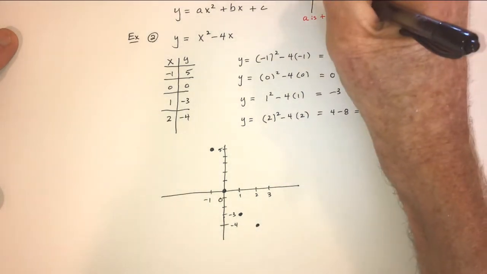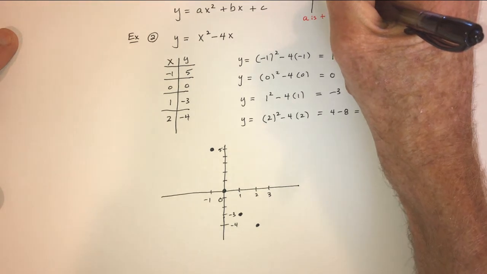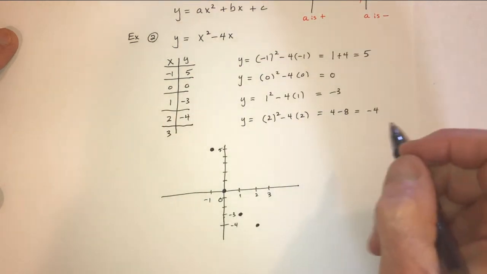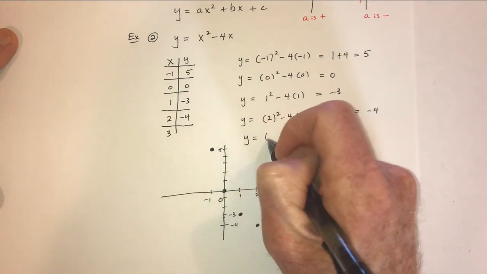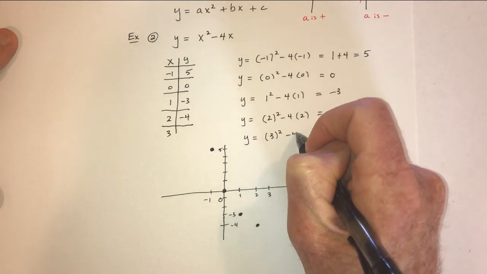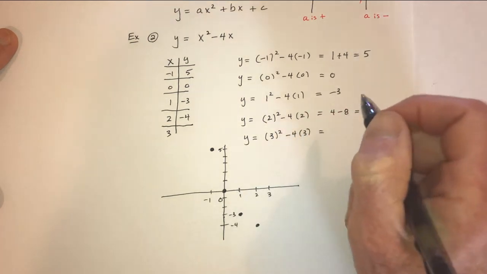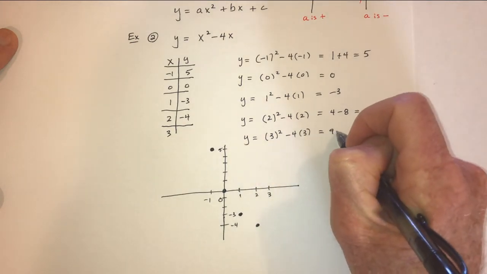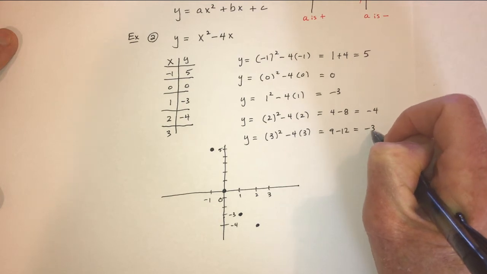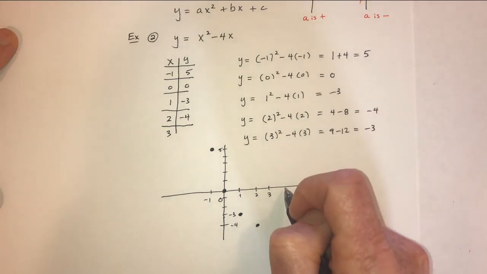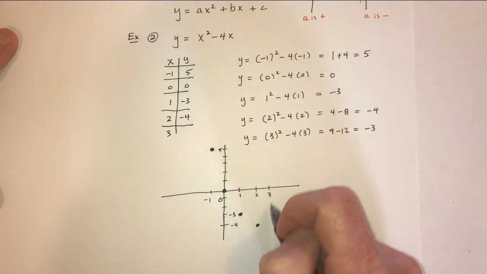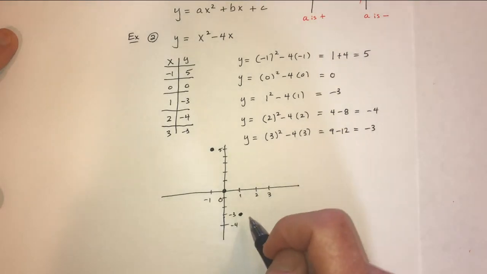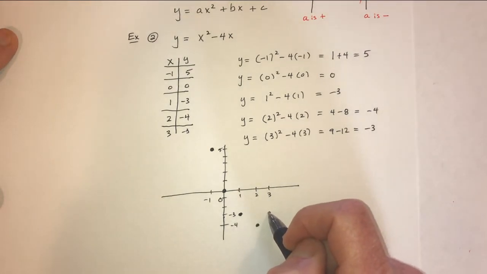And it looks to me like I've got this much of the parabola, but I don't have the part that's going back up. So maybe I should use one more number like 3. So it's going to be 3 squared minus 4 times 3. This is going to be 9 minus 12, which is -3. So over here at 3, oops, I forgot to fill it in over here. So it's going to be at 3 and -3.